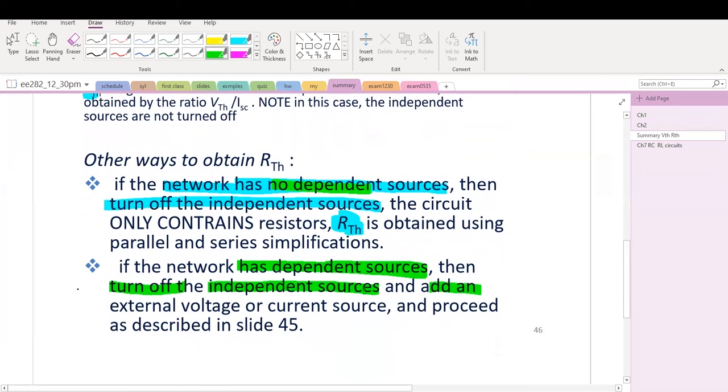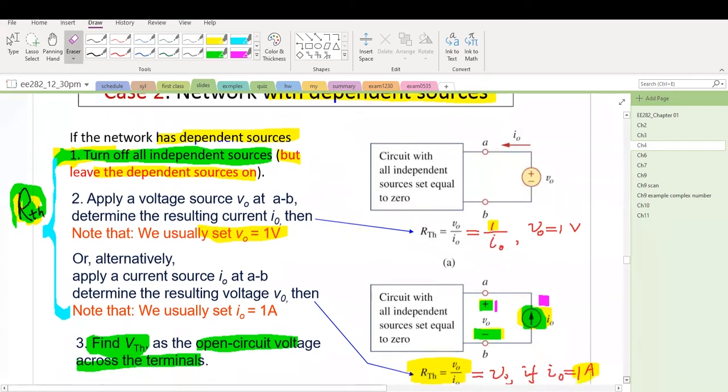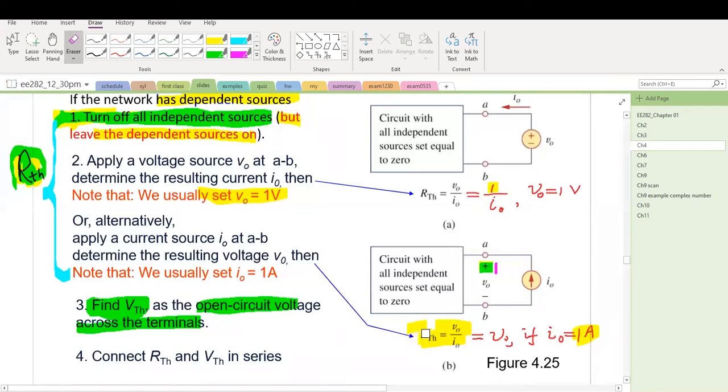And then we need to add an external voltage or current source. This is one way to add an external source. We can add a voltage source and then RTH equals V0 divided by I0. Normally we choose V0 equals 1 volt and RTH equals 1 divided by I0. We can also add a current source. So RTH equals V0 divided by I0, so we need to solve for V0 in this case. We normally choose I0 equals 1 for convenience.